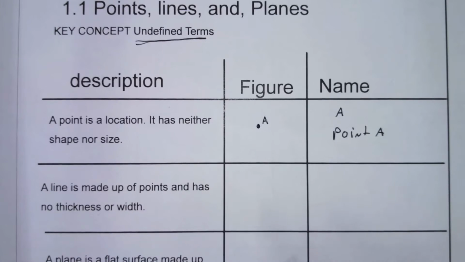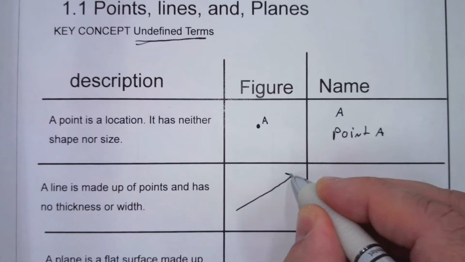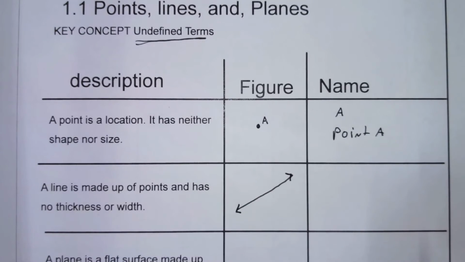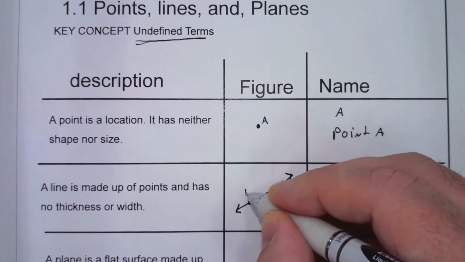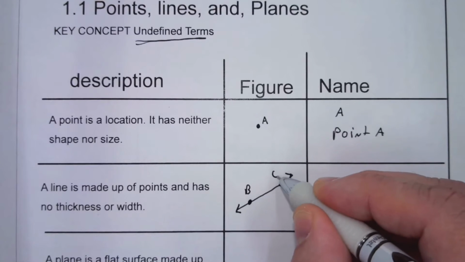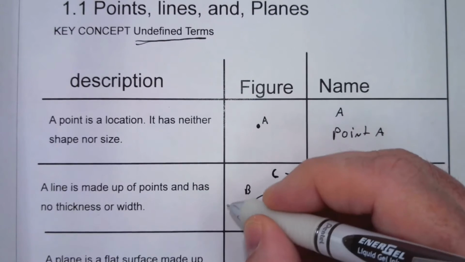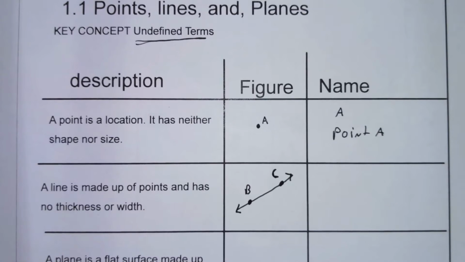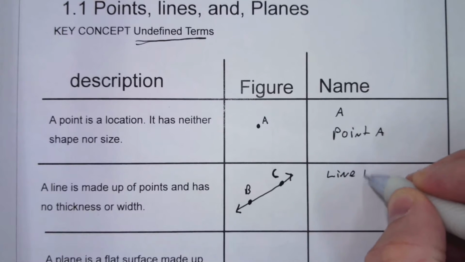Okay, a line. A line is made up of points and has no thickness or width. So a lot of times we'll see the figure like this, and we know what a line does. It goes on and on forever, right? We learned that in algebra. Okay, it's going to have points, and usually we don't draw all the points because technically a line has infinite points on it. So I might draw 2 points on it. Okay, and when I name this, I can name this several ways. Okay, I can name this line BC.